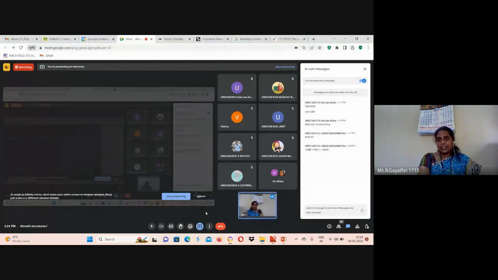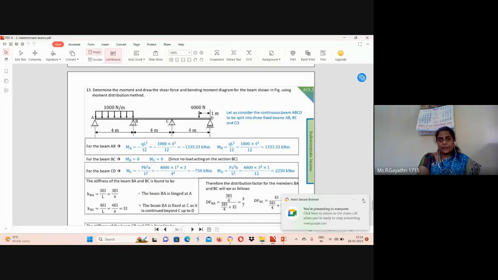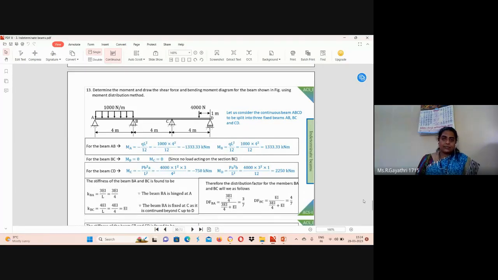Okay, thank you, Judah. 16 MB plus 4 MC is equal to minus 16,000. First equation. Okay, next, span BCD. Tell me the three-moment equation. You can change the terms according to the span BCD.